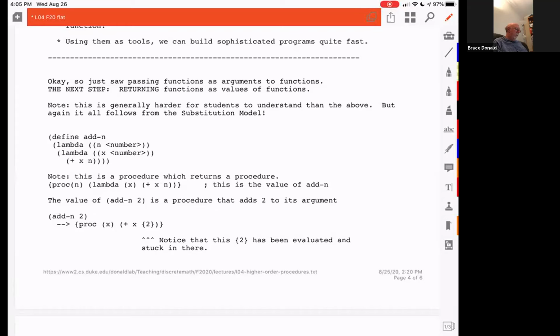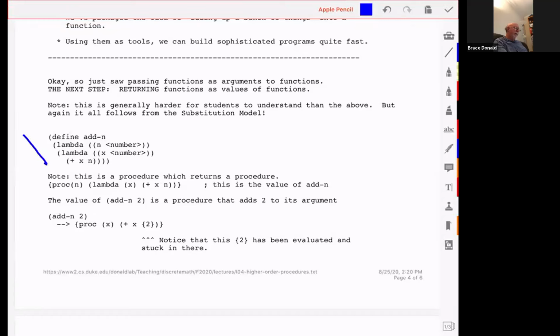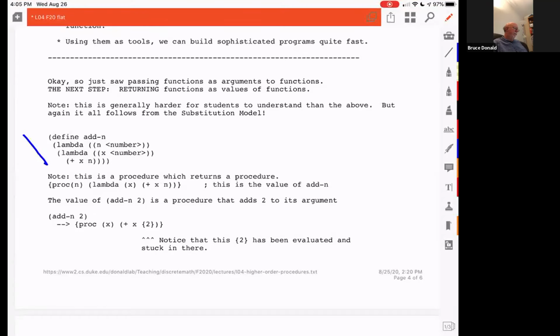And this can be thought of as a sort of paradigm for simple procedures that return other procedures. If you see that, it's kind of an idiom for a function that returns another function. So remember, the outer lambda is evaluated at define time. Lambda always returns an object of type procedure. Define then binds that to add n.